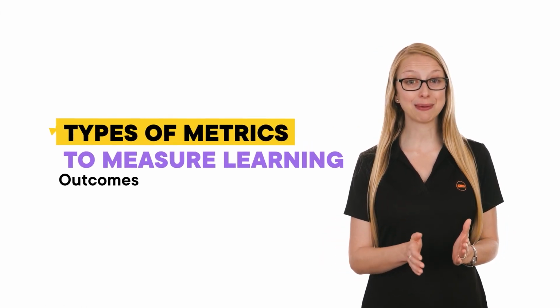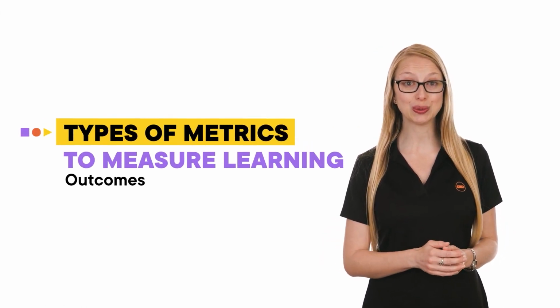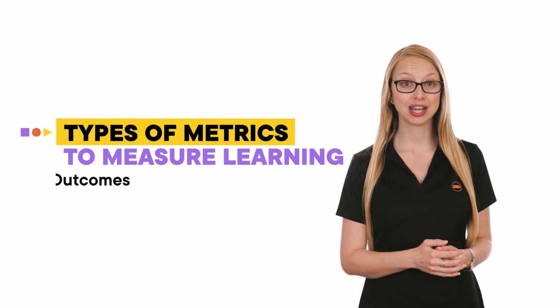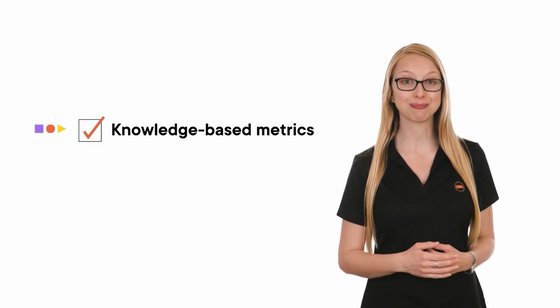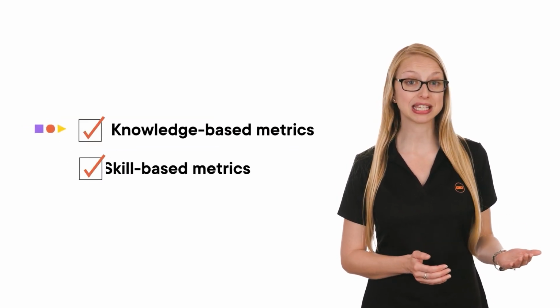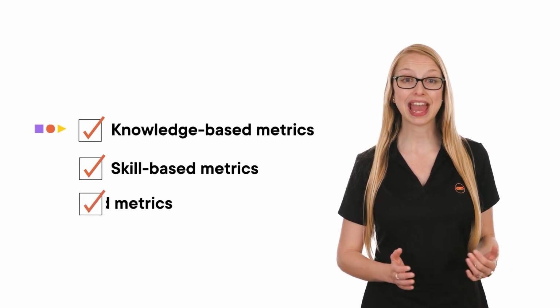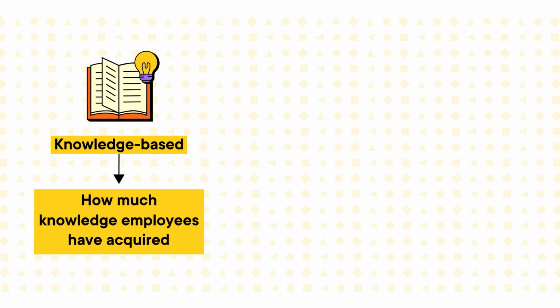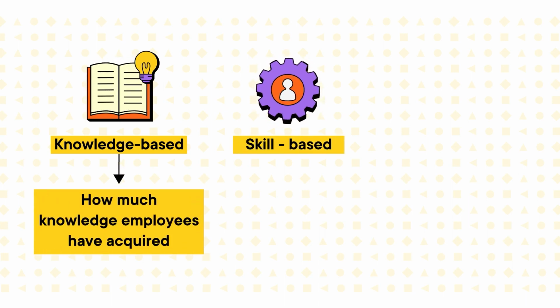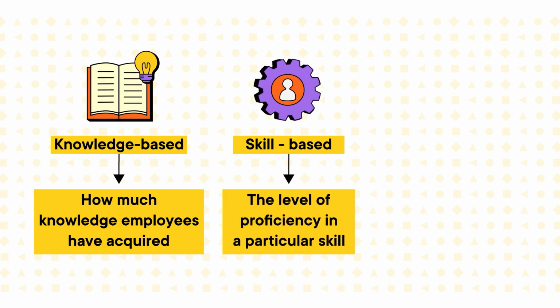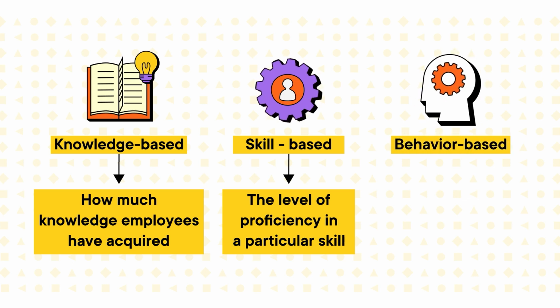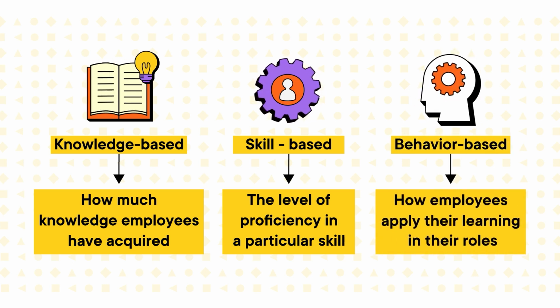There are different types of metrics that businesses can use to measure learning outcomes, including knowledge-based metrics, skill-based metrics, and behavior-based metrics. Knowledge-based metrics measure how much knowledge employees have acquired, while skill-based metrics measure the level of proficiency in a particular skill. Behavior-based metrics measure how employees apply their learning in their roles.